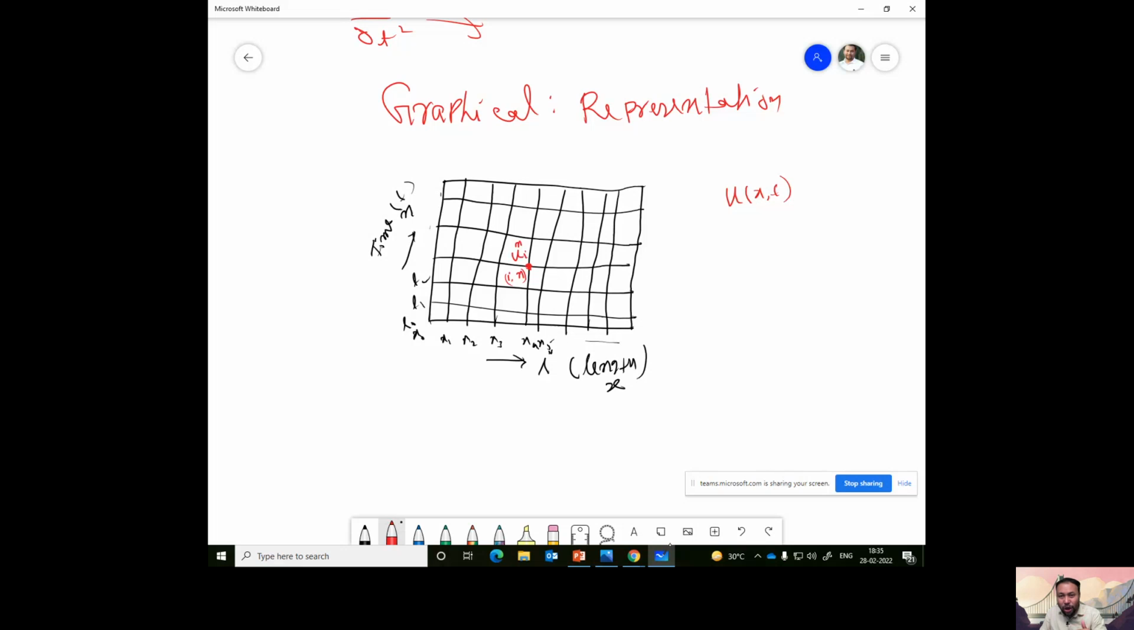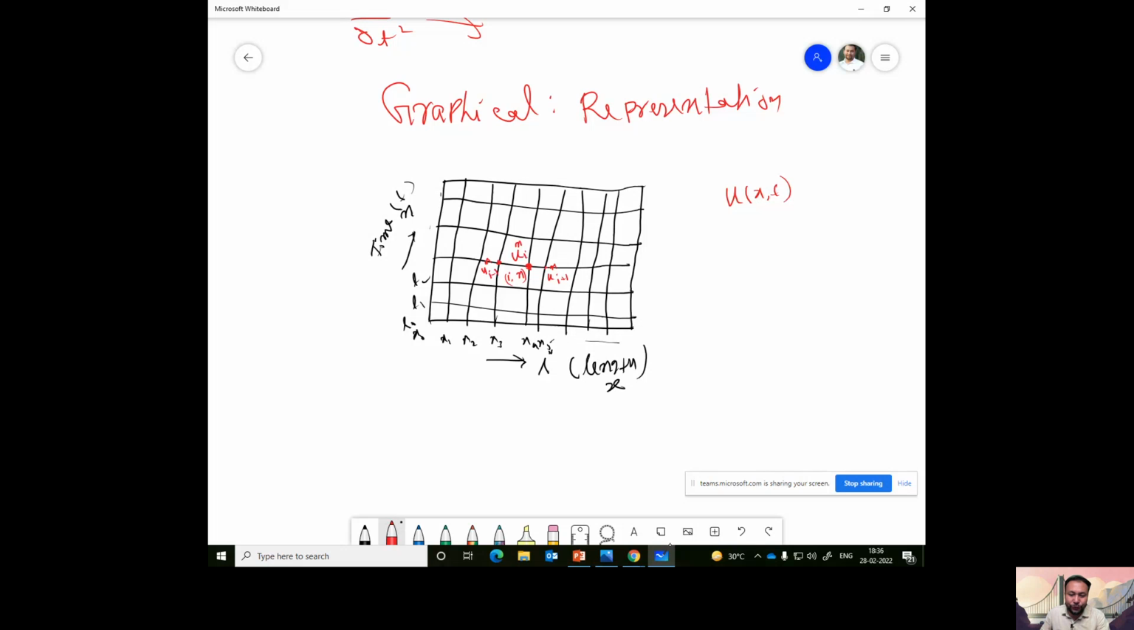Now, if I move from top to bottom, then n is going to change, because n represents top to bottom and i represents left to right here. If I take this point, this is u at i plus 1, and n is constant. If I move here, this point will be u at i minus 1, n constant, because we are not moving up and down, we are moving left to right. Only i is decreasing by 1 and increasing by 1.